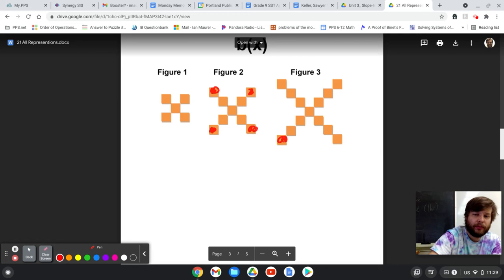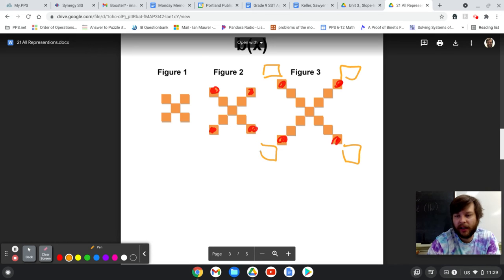Figure 3, you can see there's 4 squares that are shaded in like that. So what I can see is that every time we go to the next figure, we're going to add 4 more squares onto it. Okay, so figure 4 would look just like figure 3, except it's going to add on another square in the top left, top right, bottom left corners like that. And we can just continue that process forever and ever.